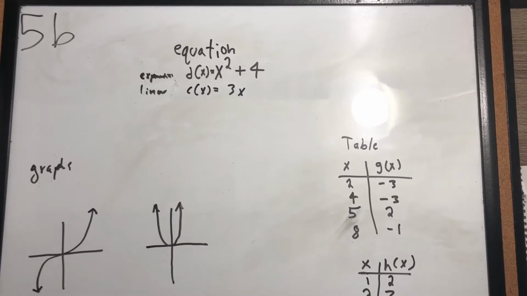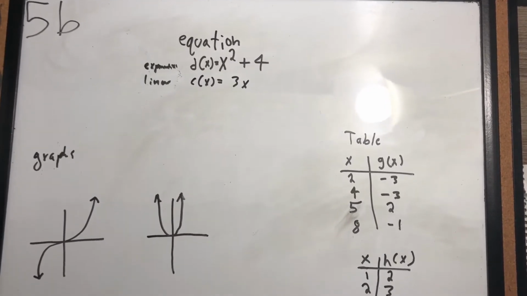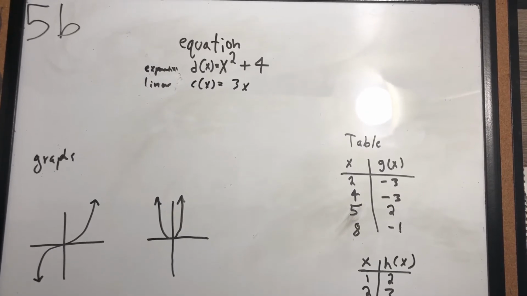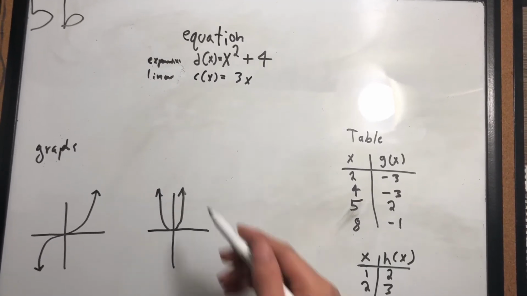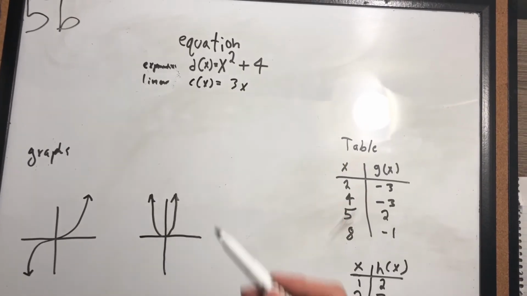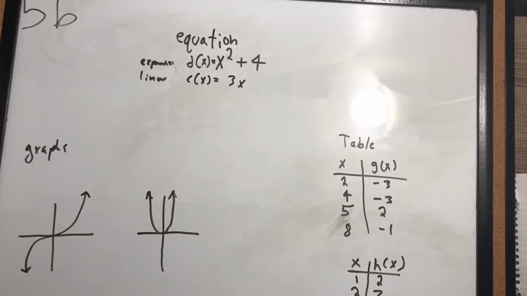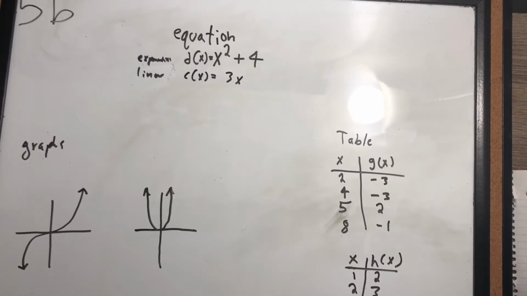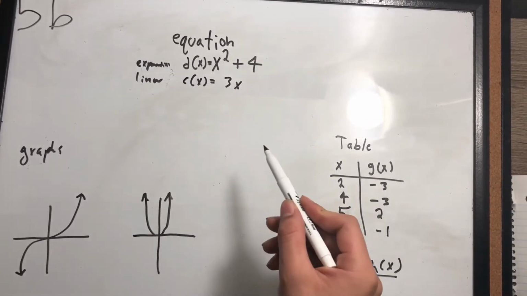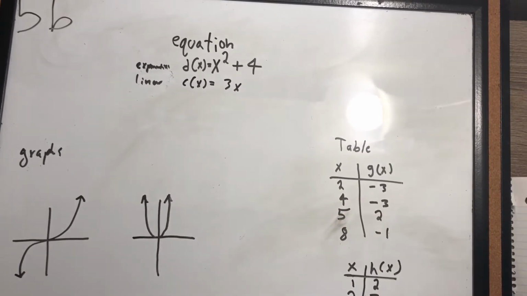Okay, so target 5b is explain how to determine if an inverse function exists from a graph, table, and equation. So we'll start off with the equation. So I have two types of equations up here. I have exponential and linear. So linear functions, they will always have an inverse. But exponential functions, in order for them to have an inverse, you have to limit the x-axis.